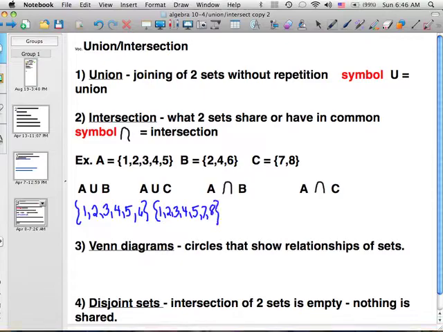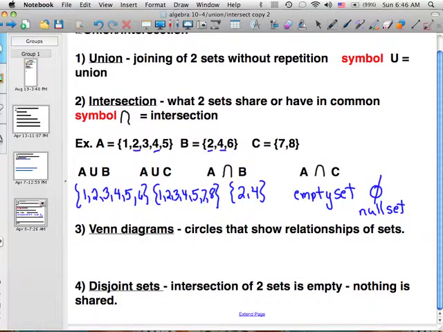The intersection of A and B is what numbers are in both. So I can see 2's in both and 4's in both. So the intersection would be the set containing 2, 4. A intersection C would be the empty set. That's the set that contains no numbers. It's also indicated by a slashed circle called the null set.